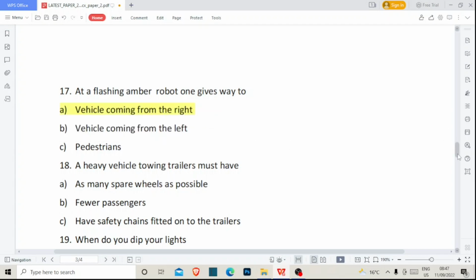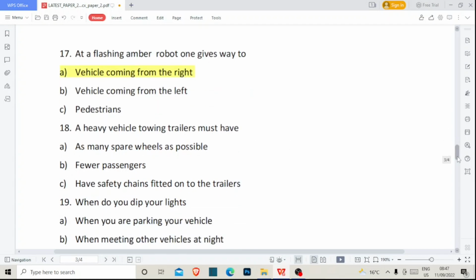Let's go for number 18. A heavy vehicle towing trailers must have option A, as many spare wheels as possible, few passengers, or a safety chain fitted onto the trailers. So you have a vehicle that is towing trailers. What is the most important thing? It is a safety chain fitted to the trailers.